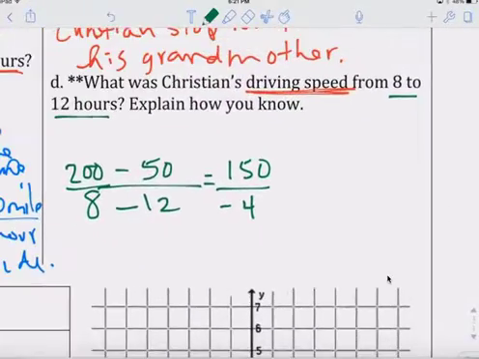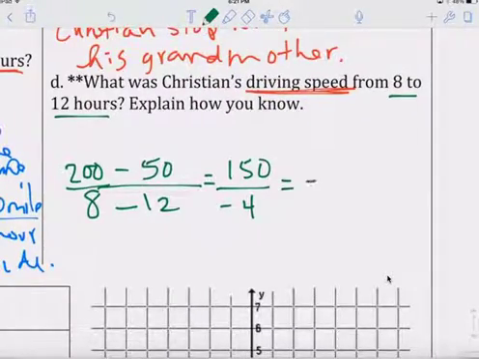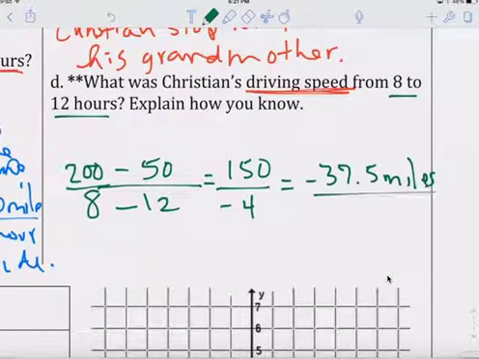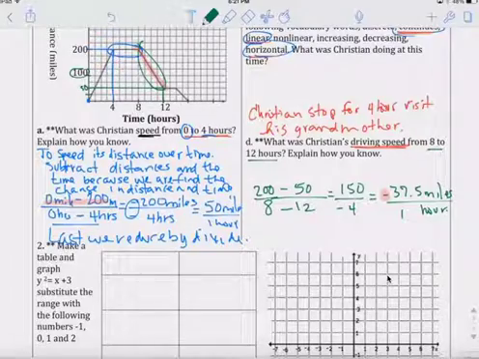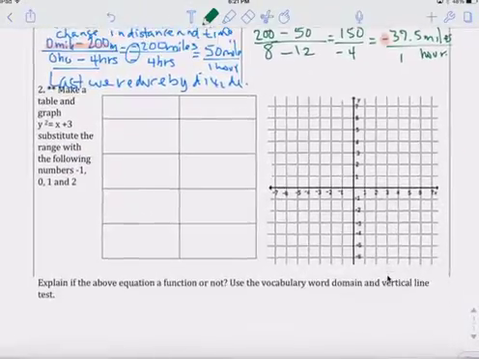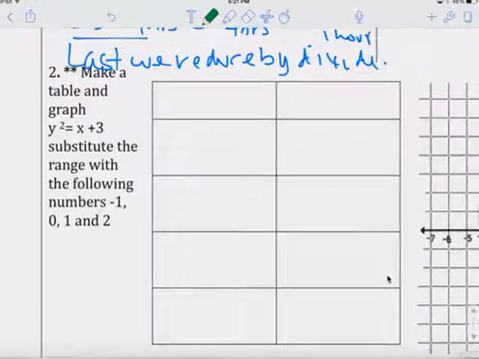37.5 miles per hour equals a negative 37.5 miles per hour. Negative because he's going home. Okay? Or instead of per, you put 1 hour. Same thing. Per means time, it means 1, it means all those things. Okay, make a table here.